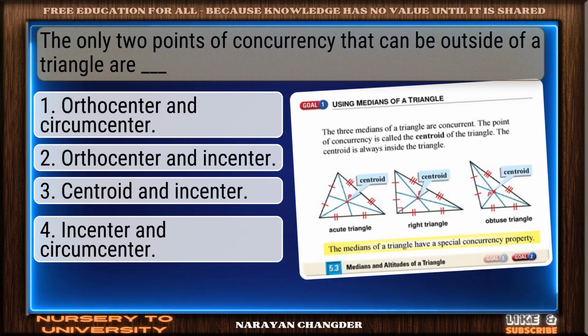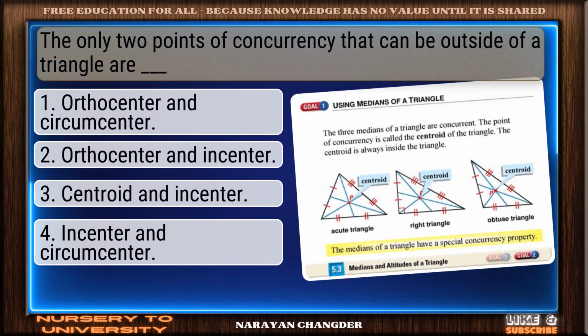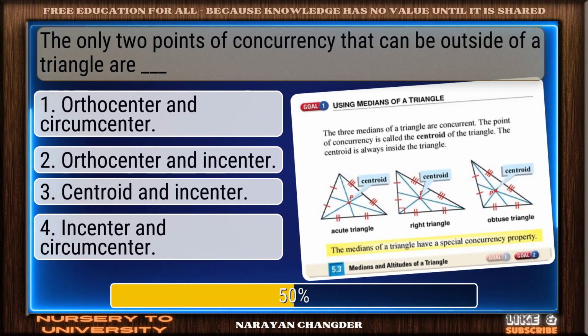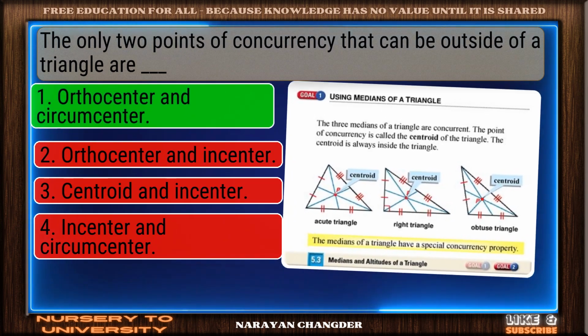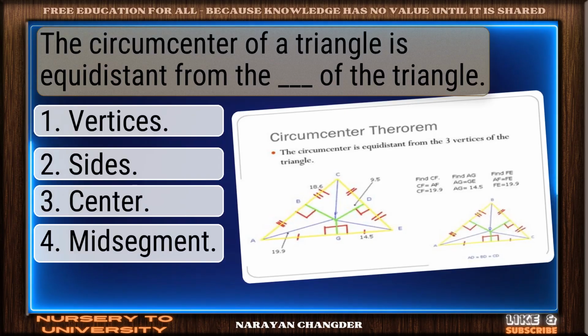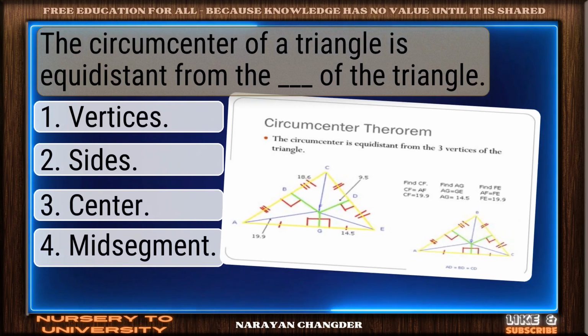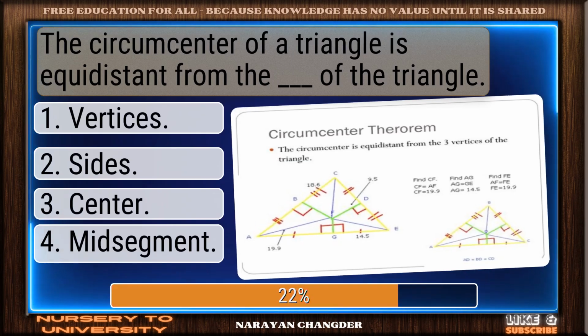Question number 29. The only 2 points of concurrency that can be outside of a triangle are dash. Strong choice. Orthocenter and circumcenter is the right answer. Question number 30. The circumcenter of a triangle is equidistant from the dash of the triangle.